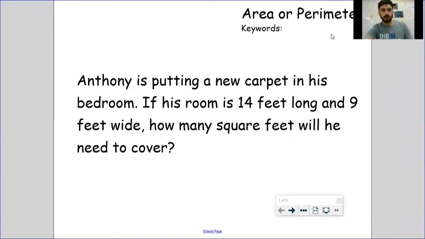So on Thursday, we looked at perimeter word problems. On Friday, we looked at area word problems. And today we're going to look at both.